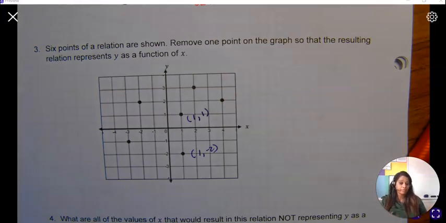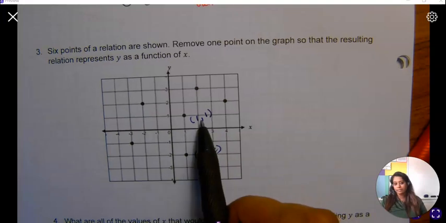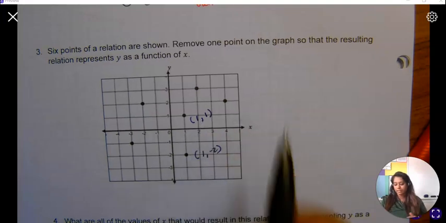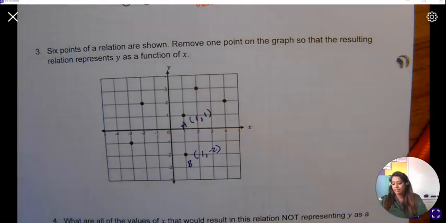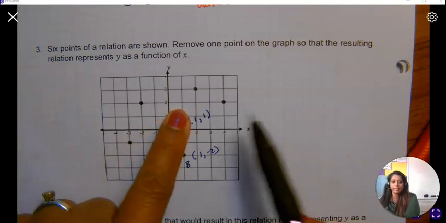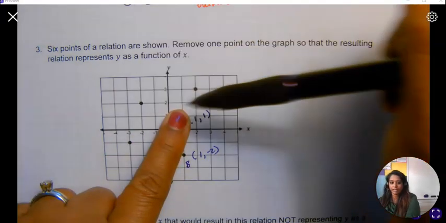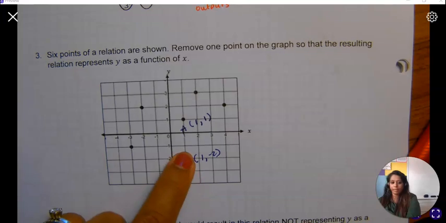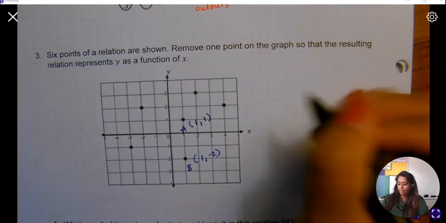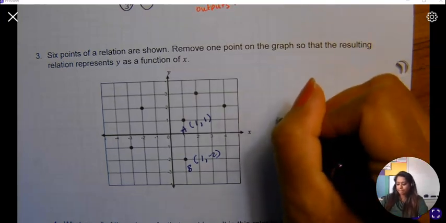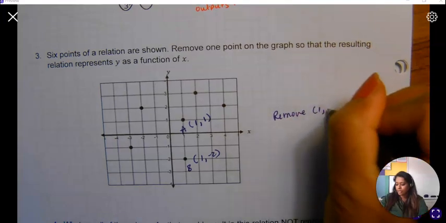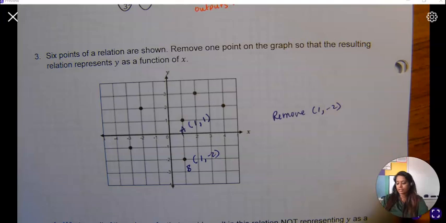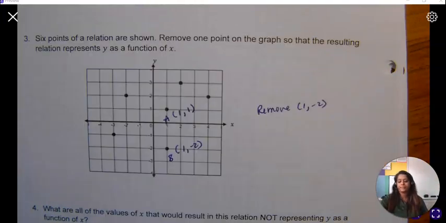I don't have to remove both of them because if I remove this one, let's call it point A, and let's call this point B. If I remove point A, if that's not there anymore, then it ends up being a function, right? Because everything has its own x. If I remove point B, this then also ends up being a function. So remove 1 point. All right, I'm going to remove B. So remove 1, negative 2 to make it a function, or you could remove point A.